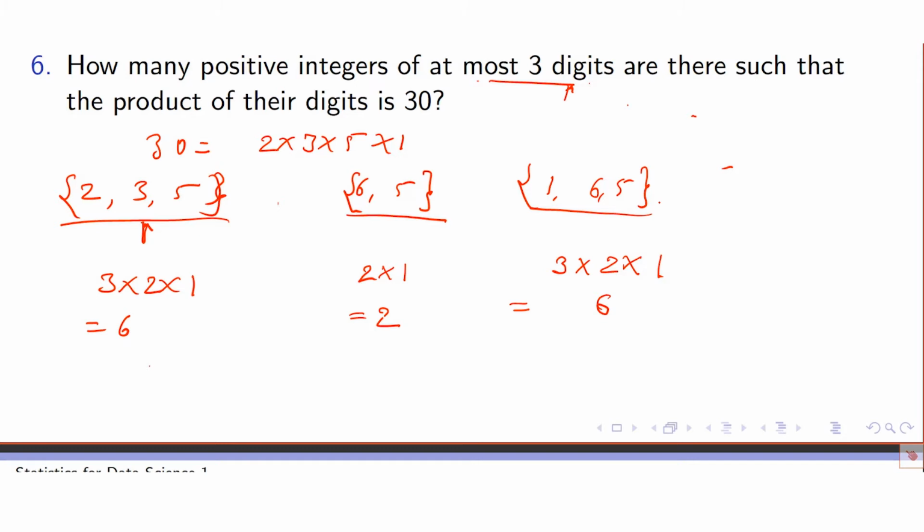So here again we have 6 integers formed by the digits 1, 6, 5, such that the product of their digits is 30. So the total number of integers whose product is 30 and are of at most 3 digits is equal to 6 plus 6 plus 2, which is equal to 14. So 14 integers are there such that the product of their digits is equal to 30. This is the right answer.